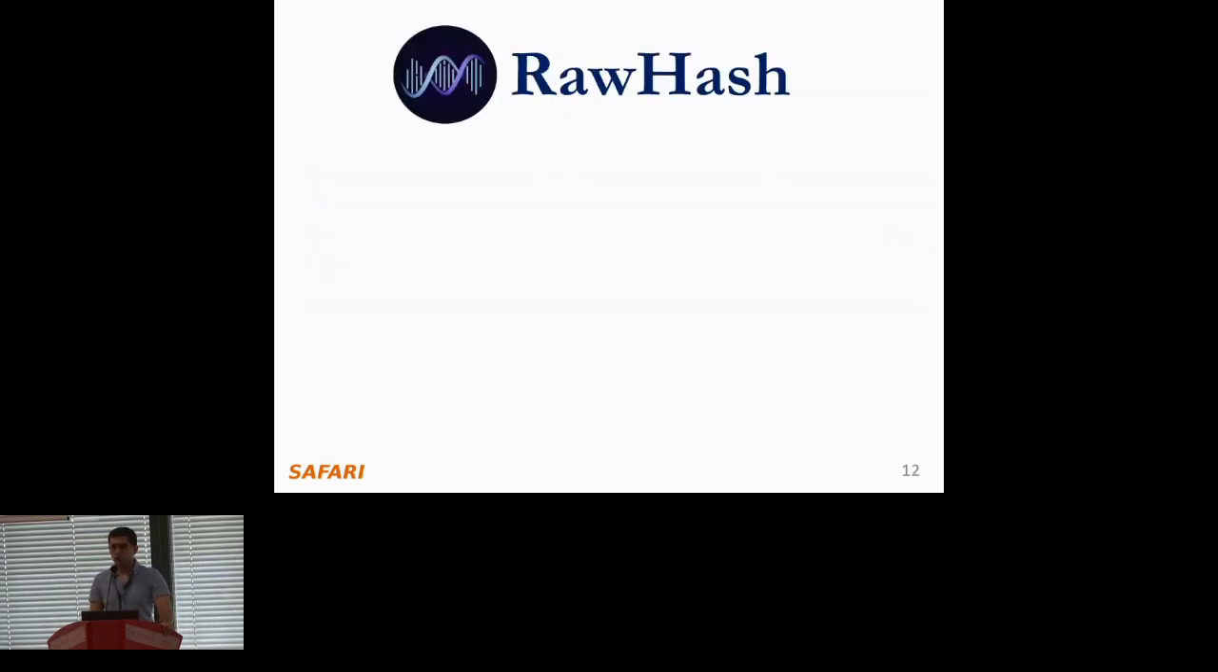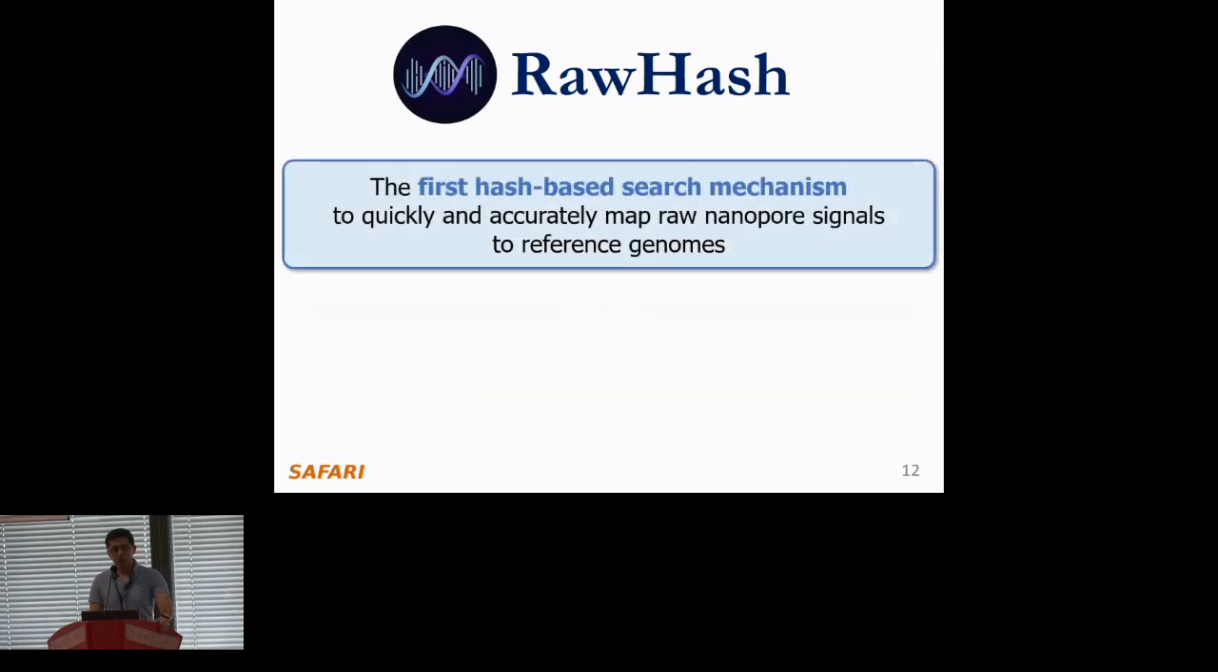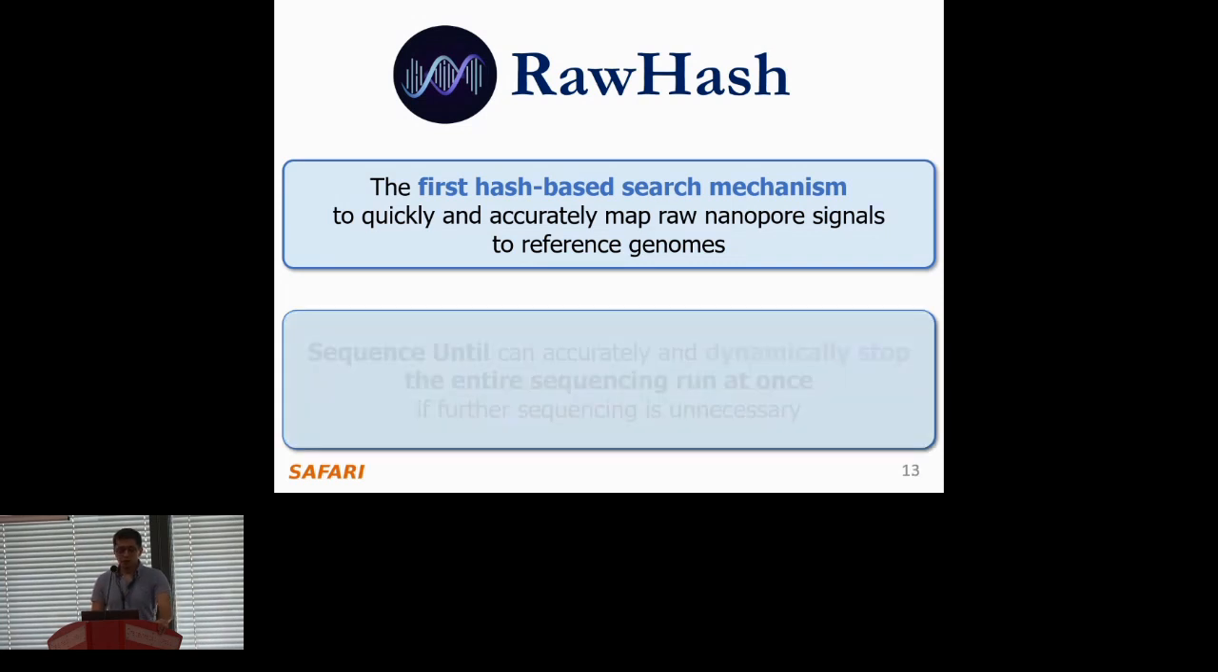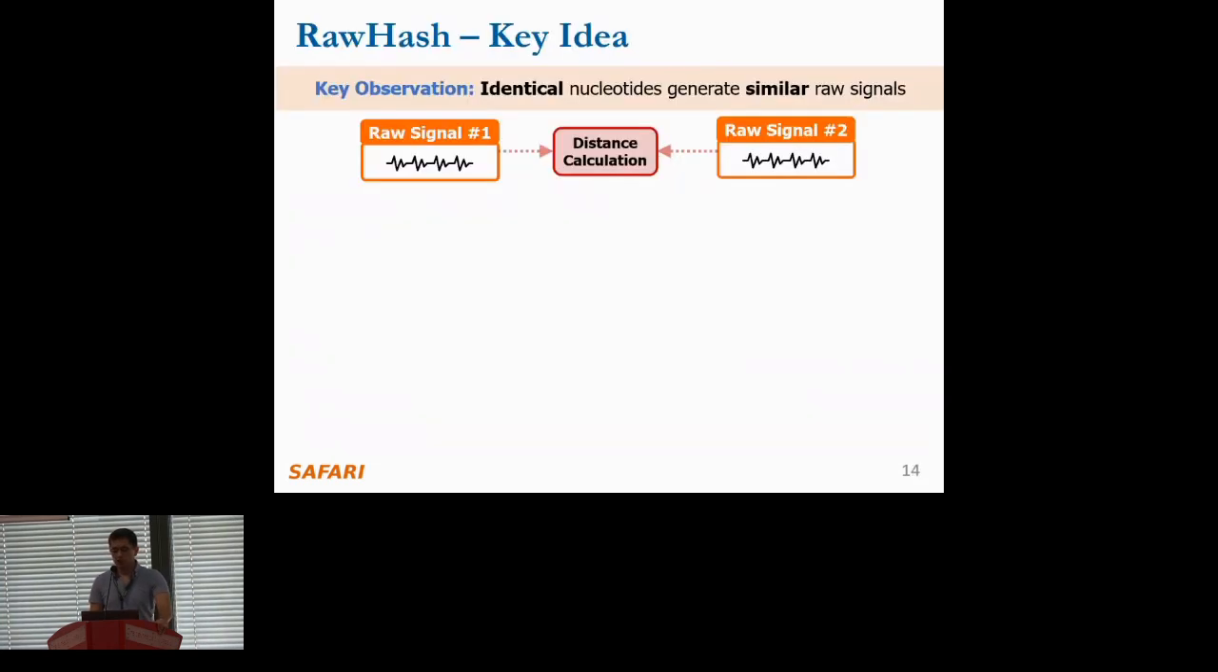To this end, we propose RawHash. We make two key contributions. First, we provide the first hash-based search mechanism to quickly and accurately map raw nanopore signals for large genomes. Second, we propose a novel technique called sequence until that can dynamically and accurately stop the entire sequencing run at once if further sequencing is unnecessary. I'll first explain the hash-based search mechanism in RawHash.